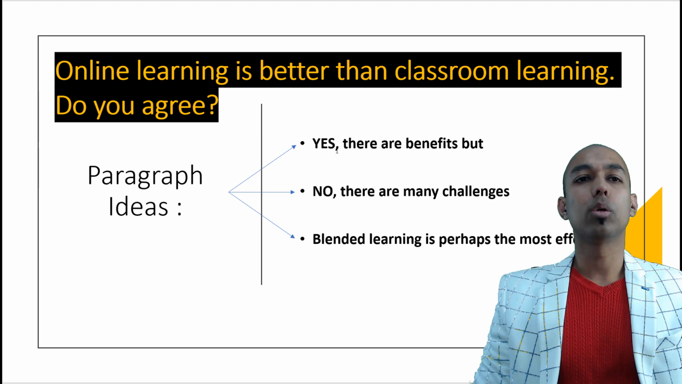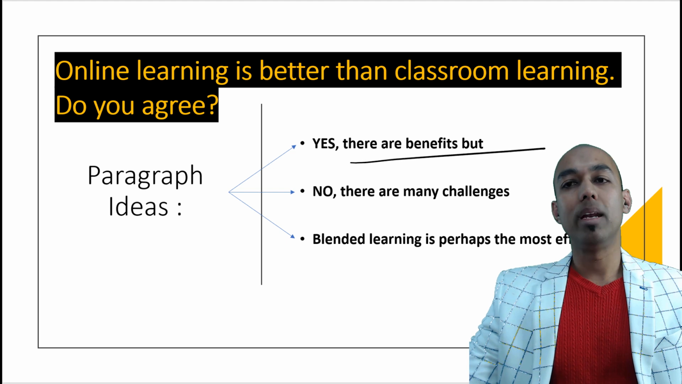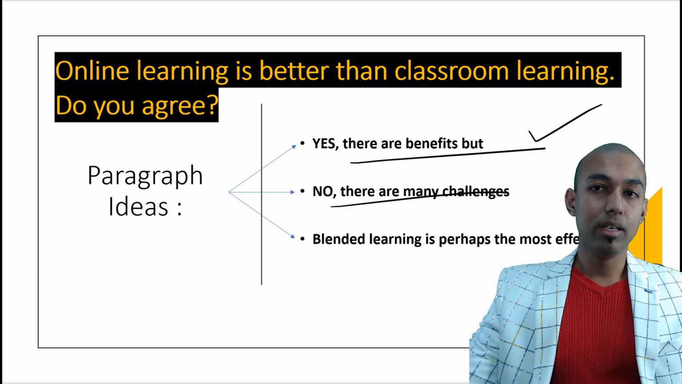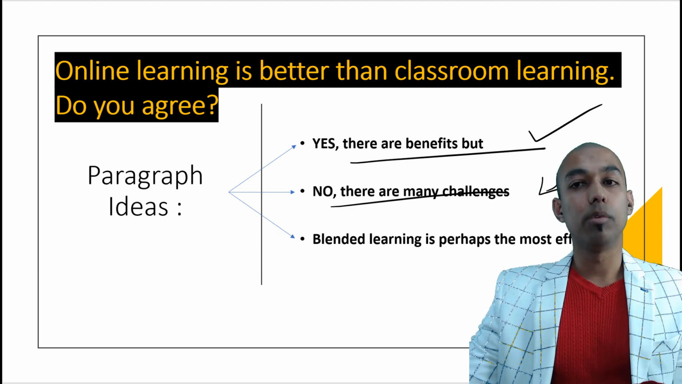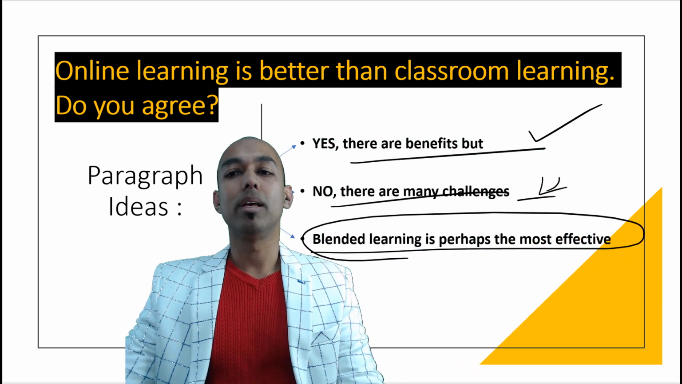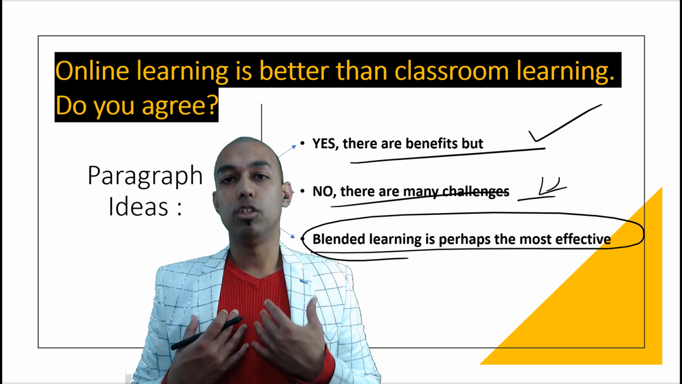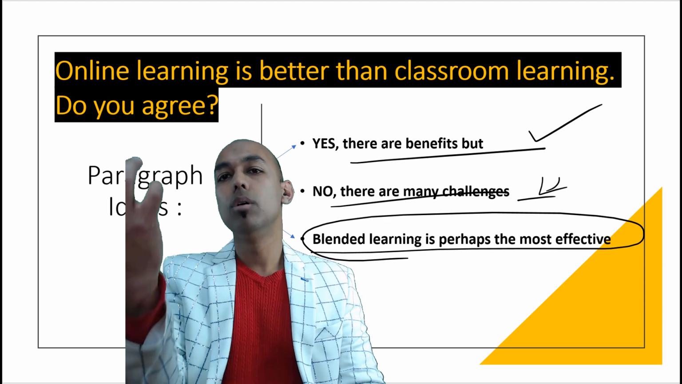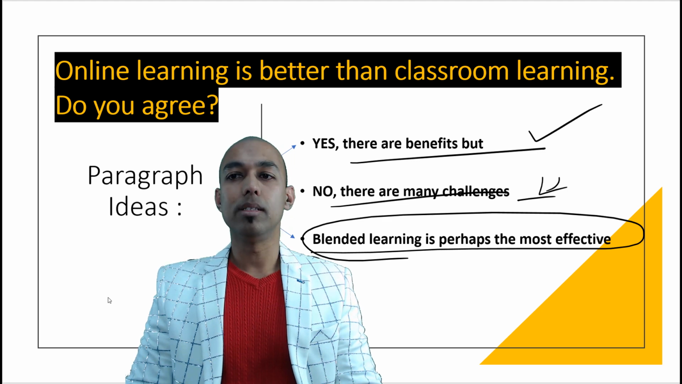Another angle, it looks like this. The first paragraph, there are many benefits of online learning. In the second paragraph, there are challenges of online learning. That's why you put the advantages of classroom learning. It goes there, and then you tell them that blended learning is perhaps the most effective way. Now, notice this is according to me. Your ideas might be different, right? Your ideas might be different, but this is the structure by which you present your ideas, right?